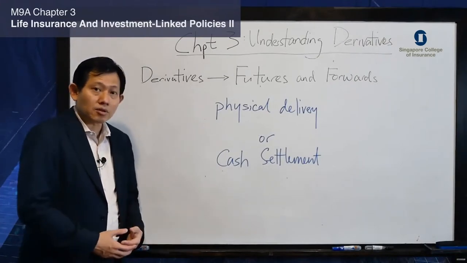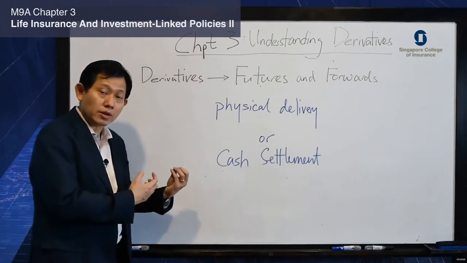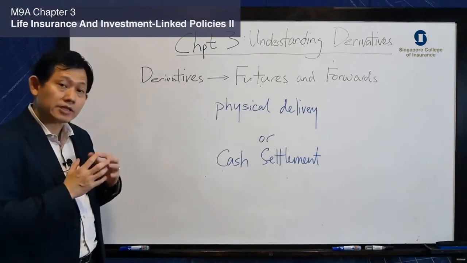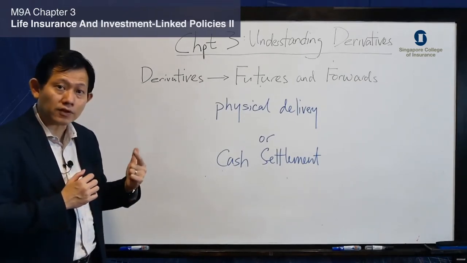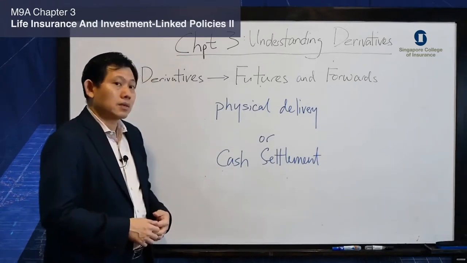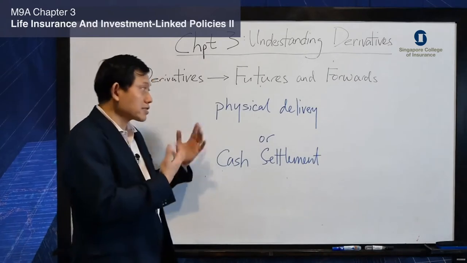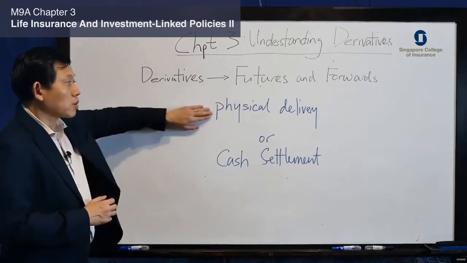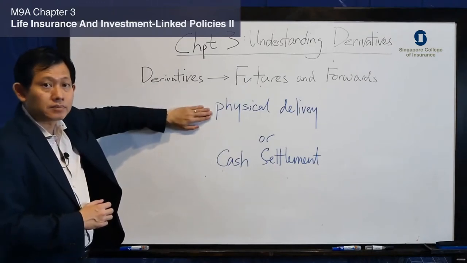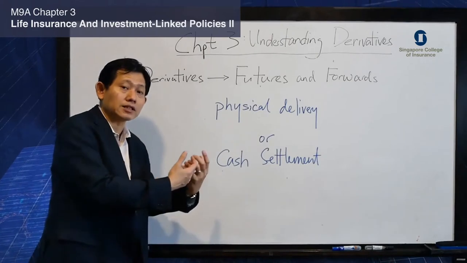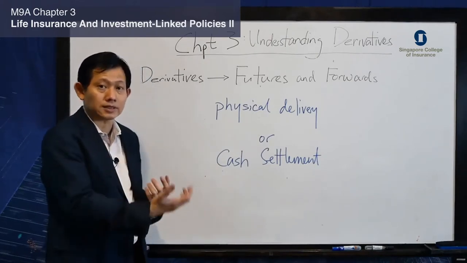Earlier we talked about forward contracts being between two parties that spell out the specific price and specific quantity of a specific underlying asset to be delivered at a specific time. Now, at the specific time, two things can happen for the forward or the futures contracts. Number one, physical delivery. Party A manufactures the face masks to be delivered to party B, the Singapore hospital, in 2 months' time.